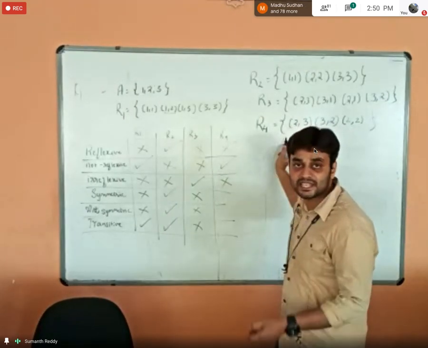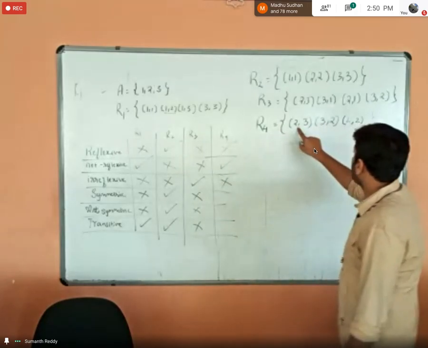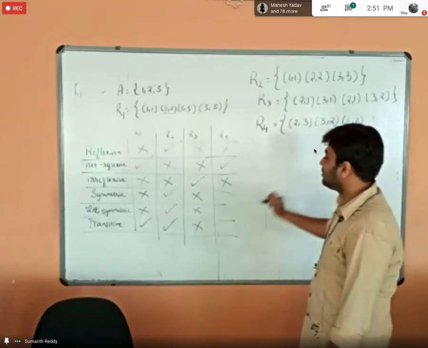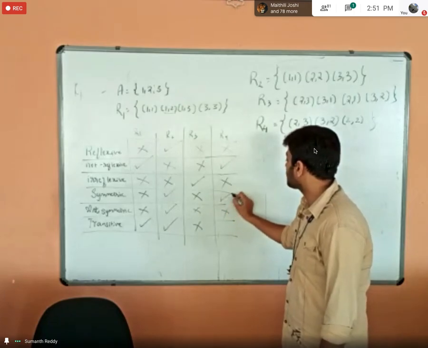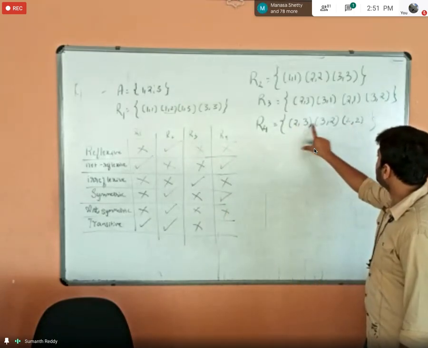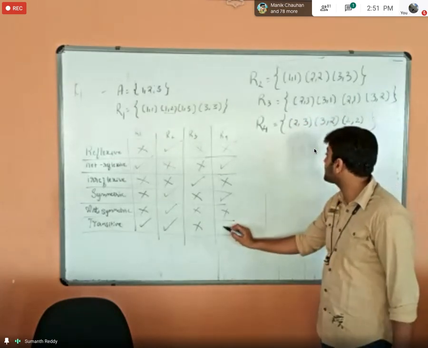At least one element is there which is related to itself, right? Next, coming to the symmetric property, I have 2, 3, and I also have 3, 2, right? So it is symmetric. Coming to the antisymmetric property, we will learn from here. Then coming to the transitive property, 2, 3 is there, 3, 2 is there, and 2, 2 is there. Clearly, the condition is satisfied.